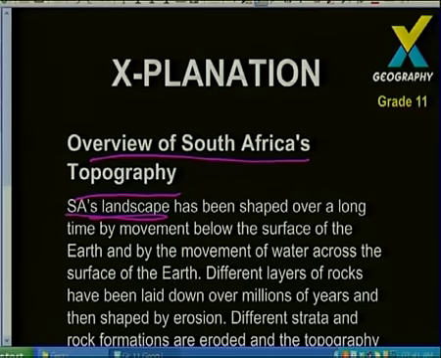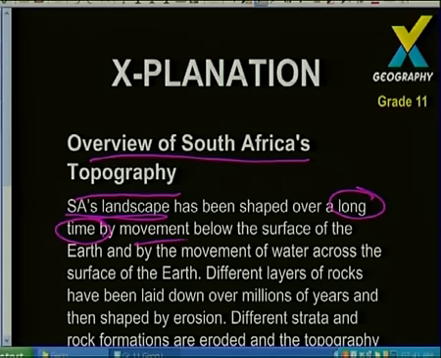South Africa's landscape has been shaped over a long time, and this is essentially geomorphology, the changing of the shape and form of the Earth's surface over a longer period of time. Movement below the surface of the Earth. In any geomorphological understanding, we need to ensure that we understand both the intrusive, which is within the Earth's surface, as well as the extrusive, which is on top of the Earth's surface, and these forces and how they shape and form the Earth over time.